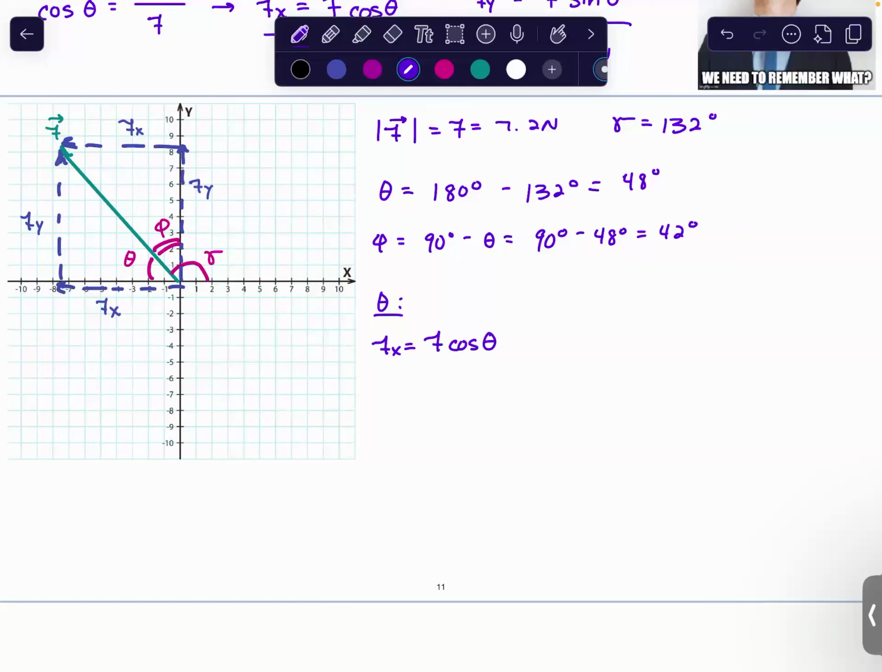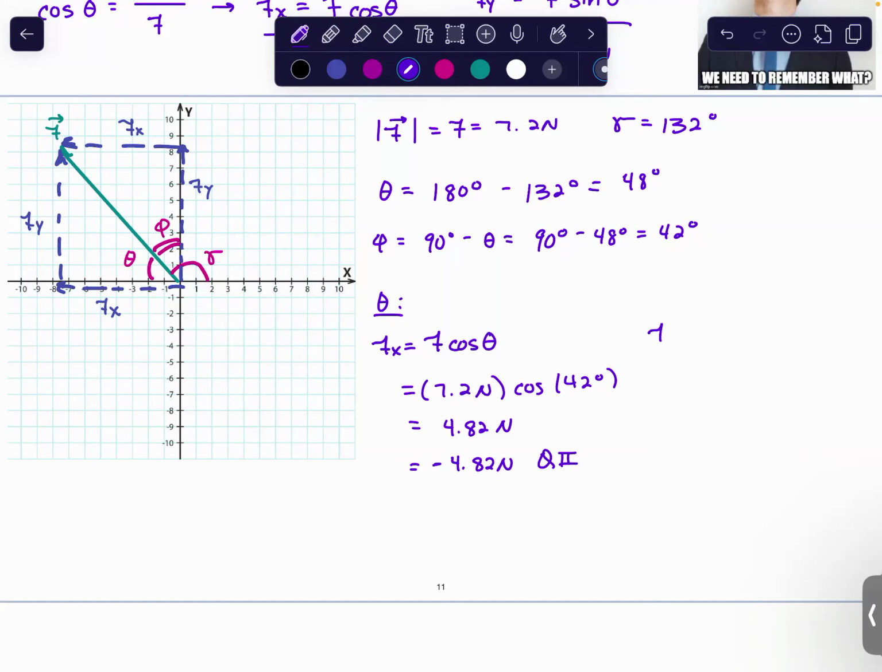Okay, so that's going to be the magnitude of your force vector F times the cosine of theta. We should get about 4.82 newtons. However, since theta is an acute angle, it's always going to give you a positive value, but you know that in quadrant 2, your x component's going in the negative direction. And it's because you're in quadrant 2, so you put a negative sign on it.